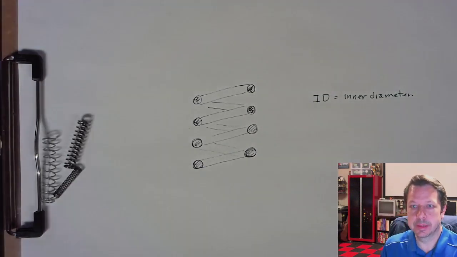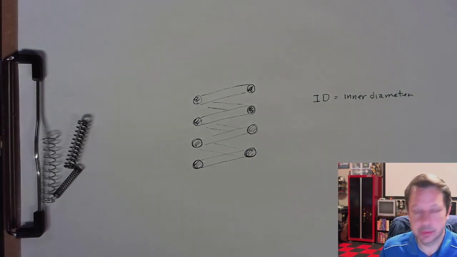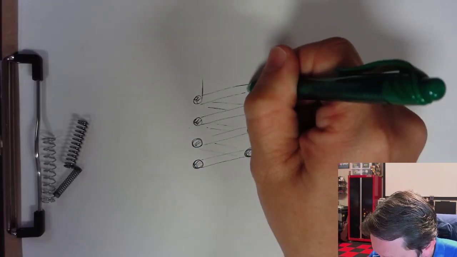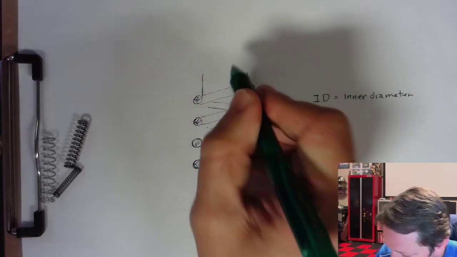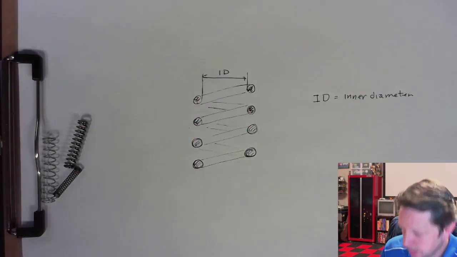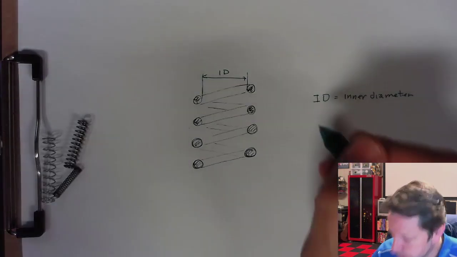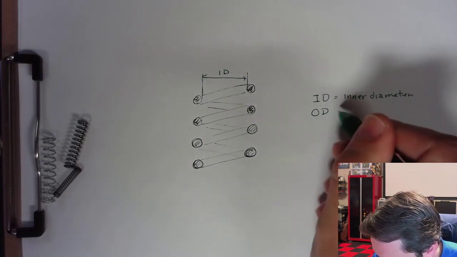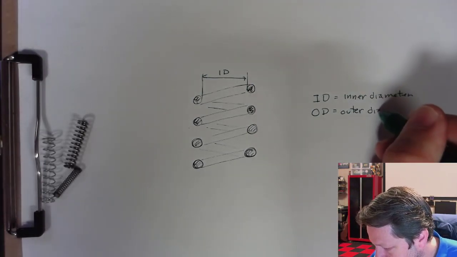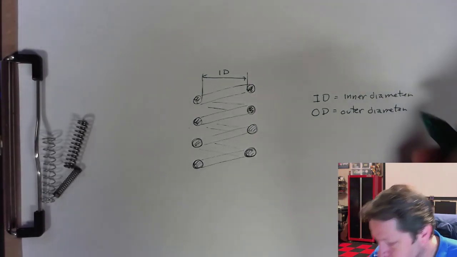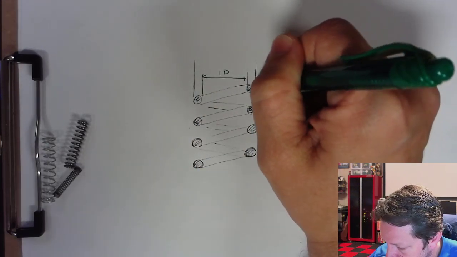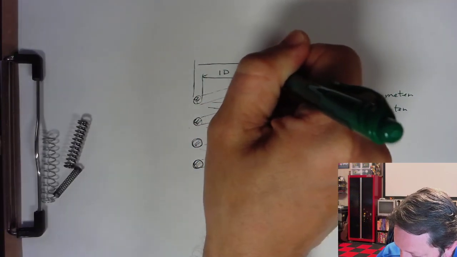No matter if you're talking about just a tube of some kind or whatever. But that's going to be if you were to take and measure from the inner edges right here. And then you have a similar one that's OD. Hopefully you can figure out that would be the outer diameter. And you could also assume correctly that you measure to the very outer edges.